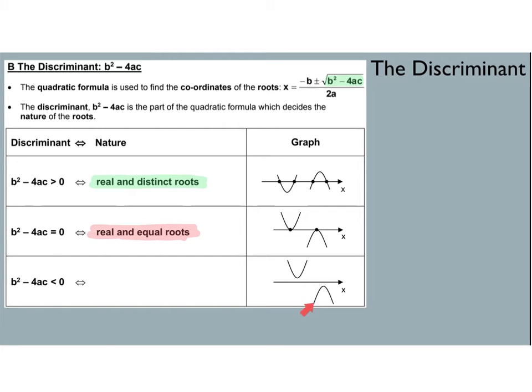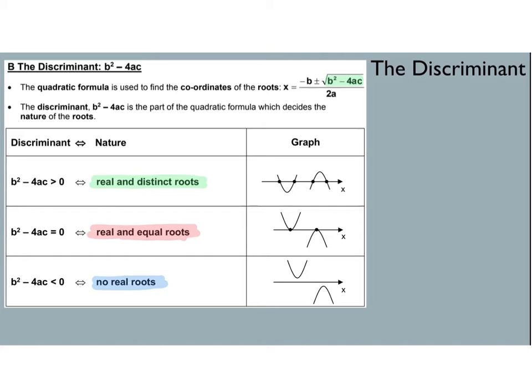This one over here comes up to its turning point and then comes away again. Neither of these graphs gets as far as touching the x-axis at all. So we've got no roots for that one there. Proper terminology for this one is no real roots, okay?